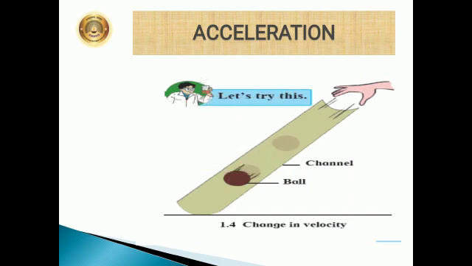Now let us learn a new concept, acceleration. Now let's try a small experiment. Take a 1 meter long plastic tube and cut it lengthwise in 2 halves. So you will get a channel. From that channel you just release a small ball from the upper end of the channel. Observe the velocity of the ball as it rolls down along the channel.